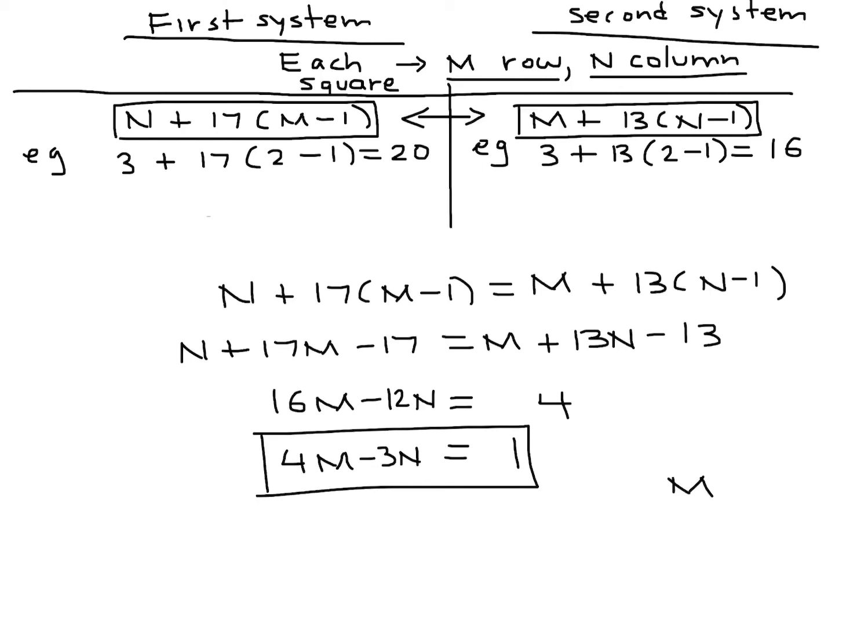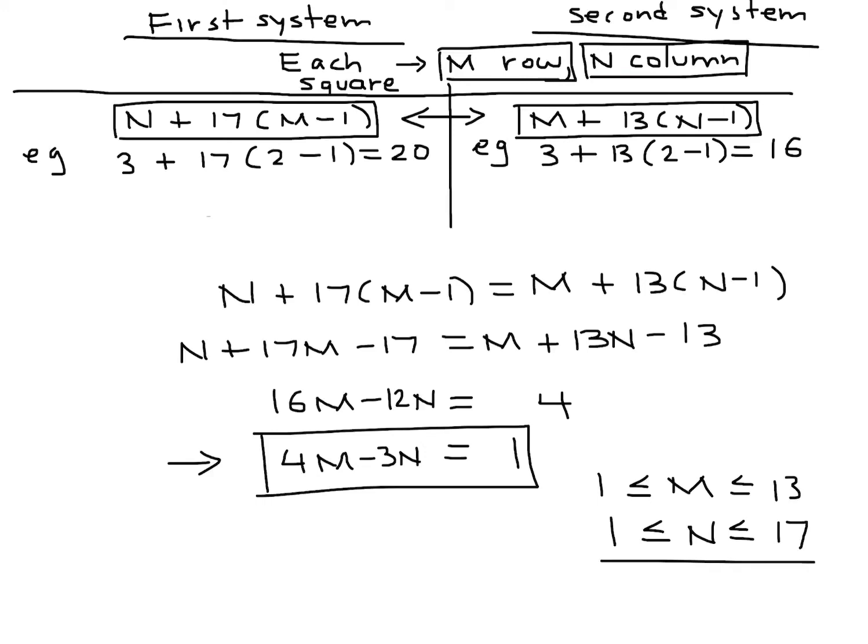Now our m's represent our rows, correct? And how many rows were there? Between 1 and 13 rows. And our n represents our columns. And how many columns were there? There was between 1 and 17 columns. So we have to find all the solutions of that equation with these boundaries.